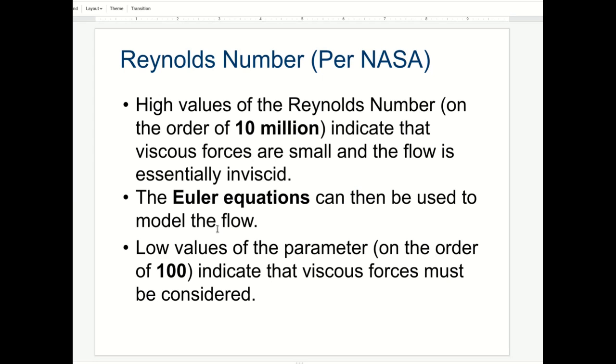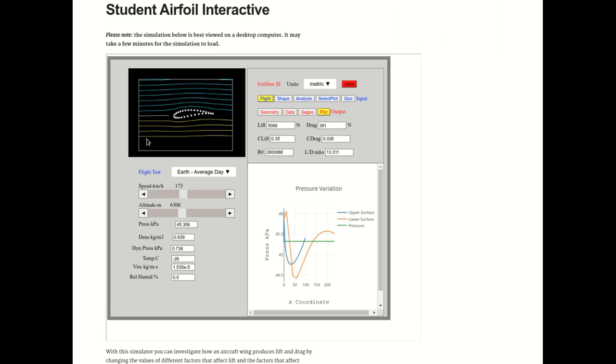Then if we have low values, and they show that if it's less than 100, around 100-ish, then we have to consider the viscous forces. What we saw in the video, they would recommend looking at anything that's 1,000 or less. You're going to start seeing an interaction between the forces incurred from flight versus the forces that come from the fluid it's moving through. So I would just want to show you a couple of things on this simulation.